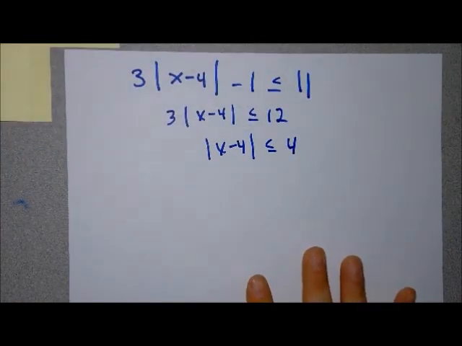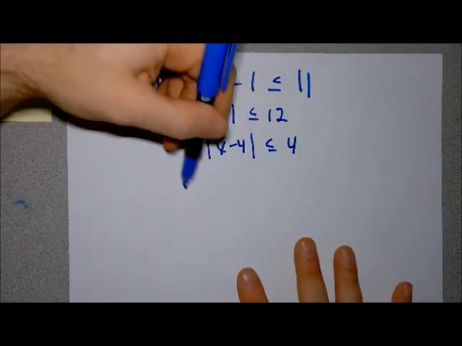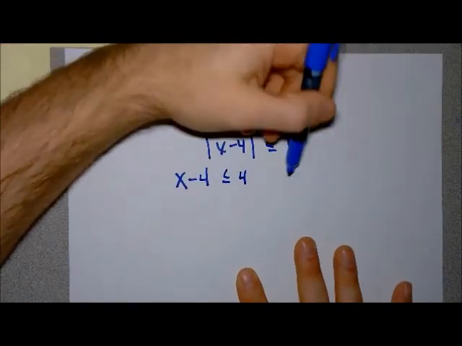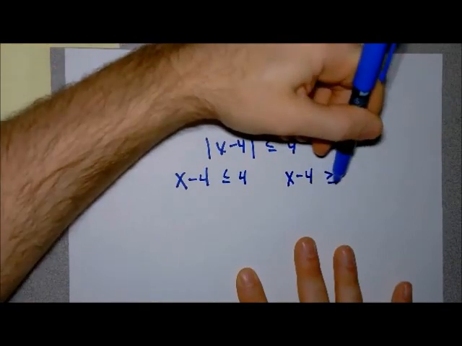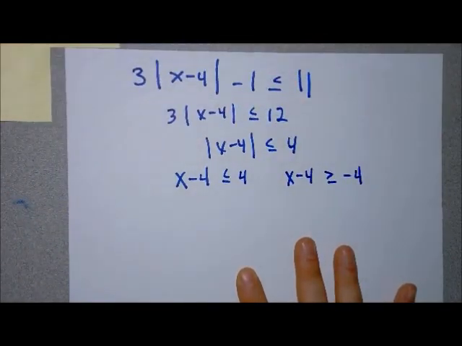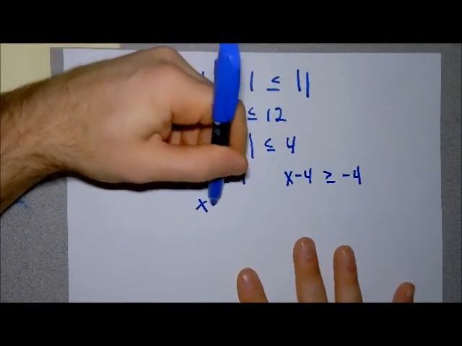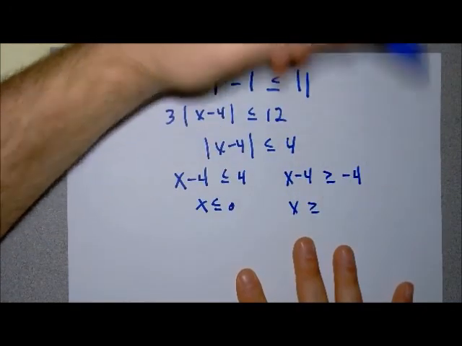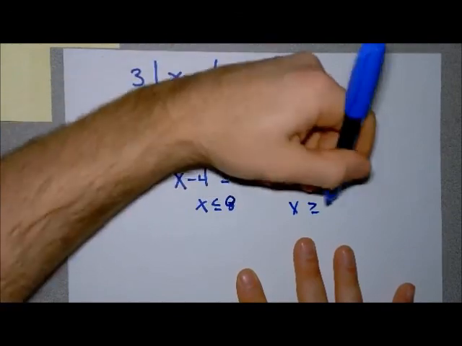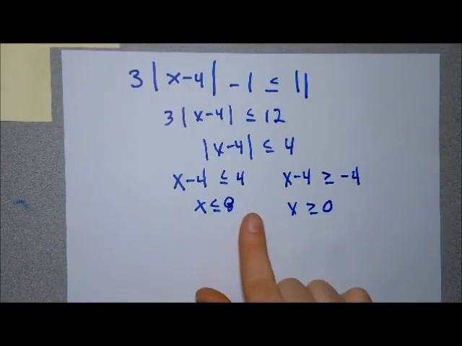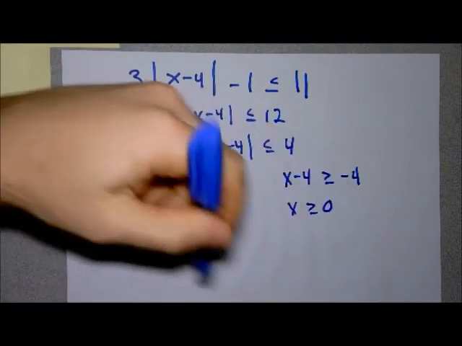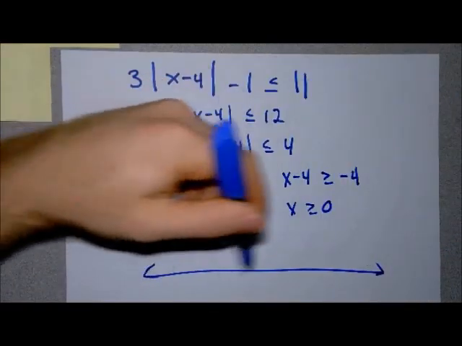We're looking for two answers. To find your two answers, you would say x minus 4 is less than or equal to 4, and x minus 4 flip the symbol, negative 4. Two answers would be x is less than or equal to 0, x is greater than or equal to 8 over here, and 0 over here. So you add 4 to that one, you got 8. You add 4 to that one, you've got 0, and we want to put them on a number line.